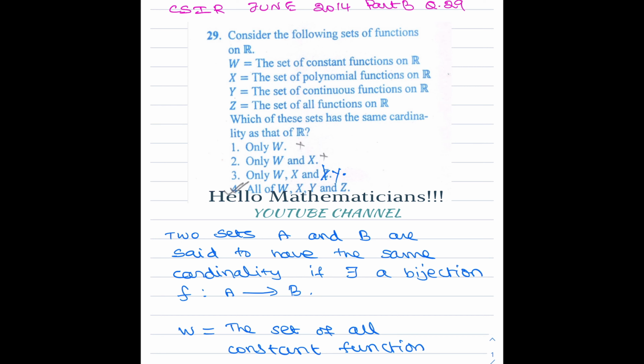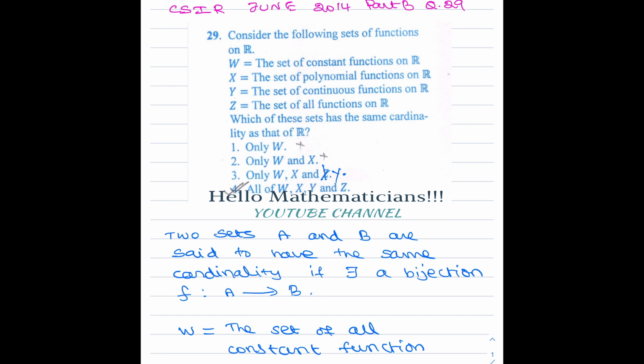Hello mathematicians, we will see another interesting problem asked in CSIR June 2014, question 29. This problem is about the cardinality of sets. This video is going to be a little bit lengthier than usual because I'm going to explain many things about cardinality and bijections, countable sets, uncountable sets, Aleph-naught, and the continuum hypothesis. These are all very important concepts for the exam.